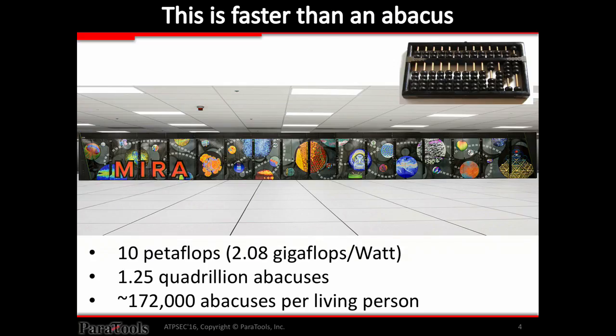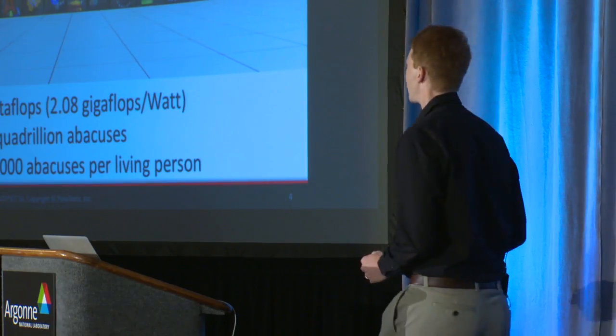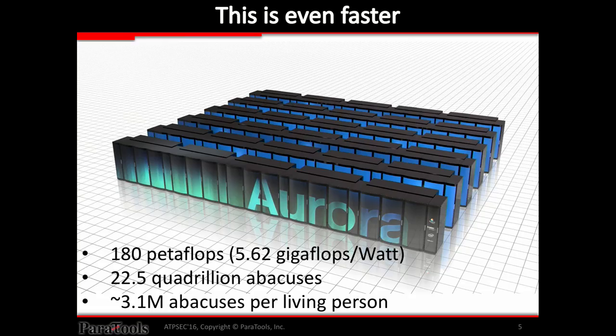So that's not really great, which is why we use supercomputers, right? At 10 petaflops, Mira is equivalent to about 1.25 quadrillion abacuses. Or, put it another way, if you give every living person 172,000 abacuses and get them all to run them simultaneously, we can get rid of Mira. We don't need it anymore. We can just use abacus-based supercomputer technology and call it quits here. The problem with this approach is it's not very scalable because this thing is even faster.